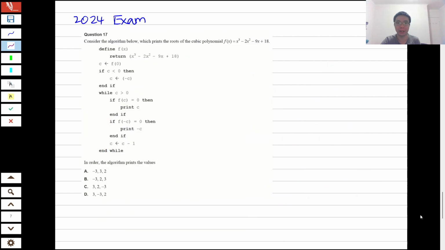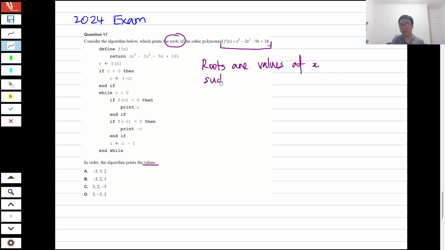Okay, last question and we're done. This is last year's exam question, 2024, November. We are given a cubic polynomial f of x. We start with an algorithm, and it's going to print some values for us. And the question tells us that this algorithm prints the roots of this polynomial. So just remember, the roots are the values of x where the function evaluates to 0. So in other words, they are the x-intercepts.